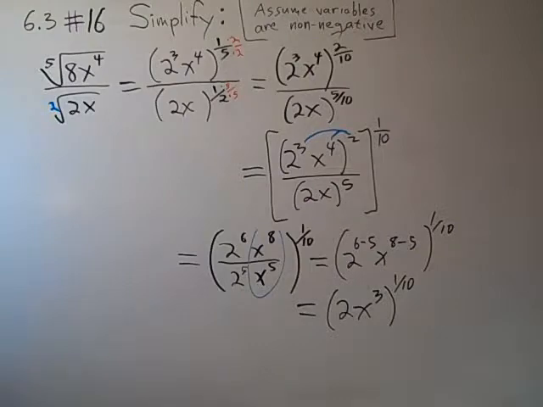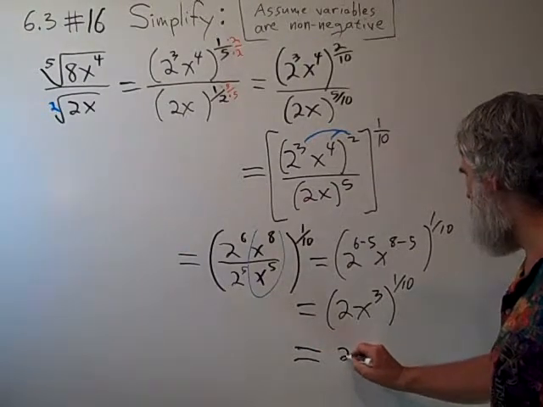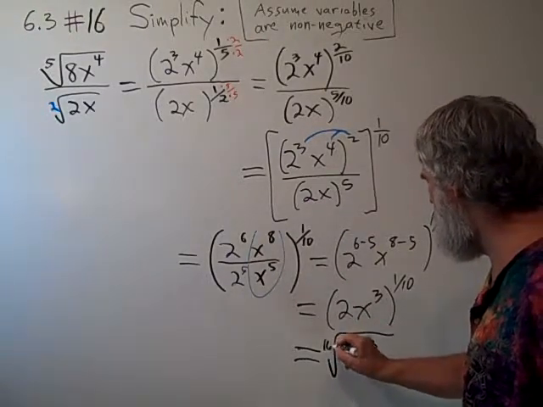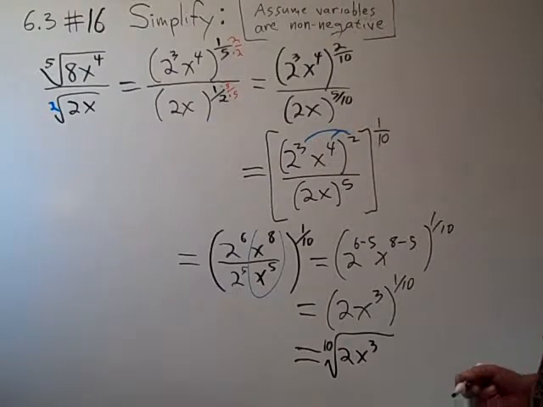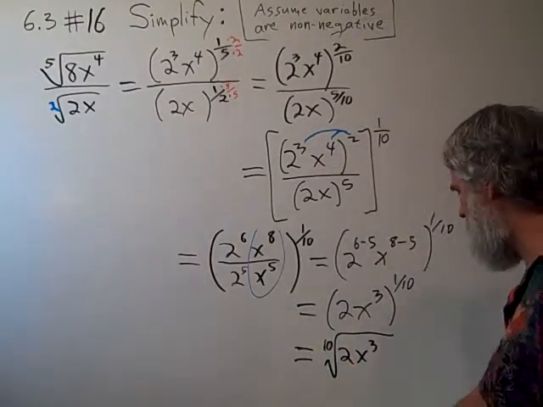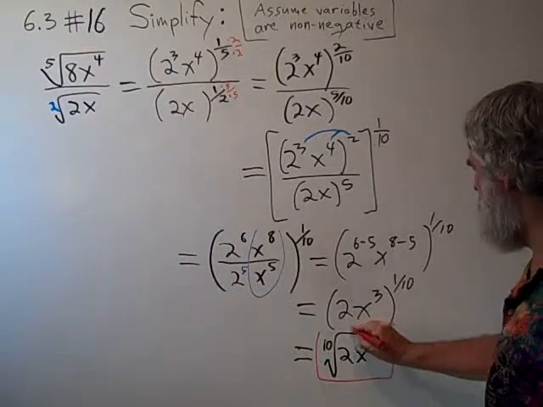the 1/10 power. And if we write that back as a radical, we get 2x to the 3rd power and the 10th root of that. So it's the 10th root of 2x to the 3rd power. This is how our radical simplifies.